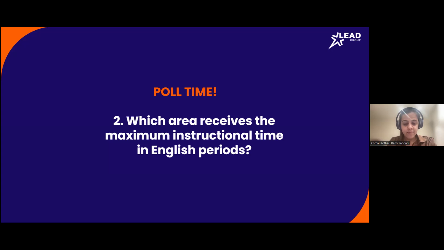Okay, I'm sharing the results, Komal. So, 34% people say it's grammar rules, 15% say it is textbook reading, 13% say it's writing answers for exams, then 25% say it's speaking and listening, and 12% believe in vocabulary building. So we have a mix of answers. Got it. So grammar rules still is the majority.